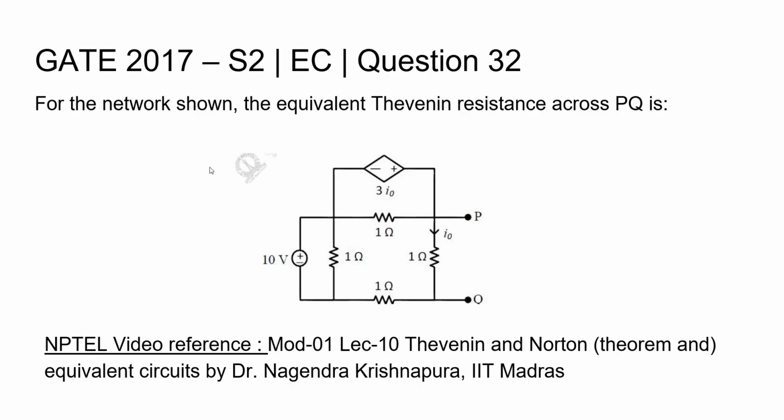Electronics and Communication Engineering, GATE 2017 Set 2. For the network shown, the equivalent Thevenin resistance across PQ is dash. This is a numerical answer type question.